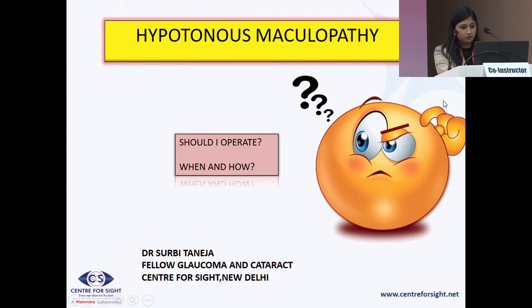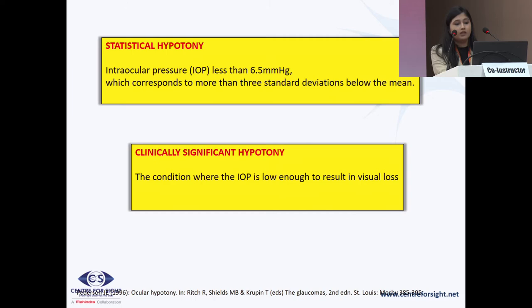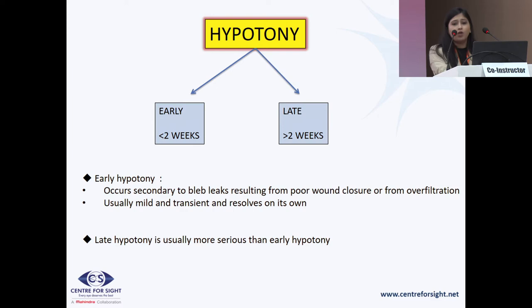Hypotony refers to the IOP less than 6.5 mm Hg, but there's also something called clinically significant hypotony, which refers to the condition where the IOP is low enough to cause visual loss. Hypotony can occur usually in the early postoperative period within 2 weeks, or it can occur later as well. The early hypotony, however, is mild, transient, and responds very well to conservative measures, whereas it is the late hypotony that we need to be a little serious about.